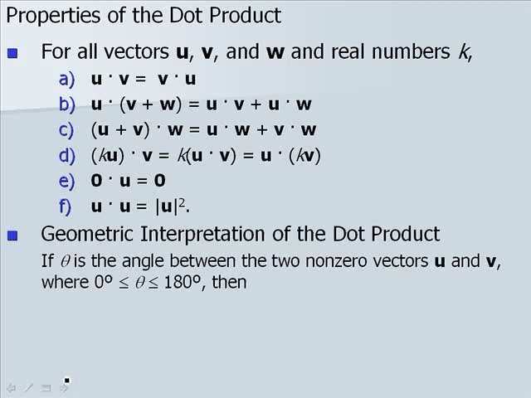For a geometric interpretation of the dot product, if theta is the angle between the two non-zero vectors u and v, and theta is between 0 and 180 degrees, then u dot v is the magnitude of u times the magnitude of v times the cosine of theta, or the cosine of theta is equal to u dot v over the magnitude of u times the magnitude of v.